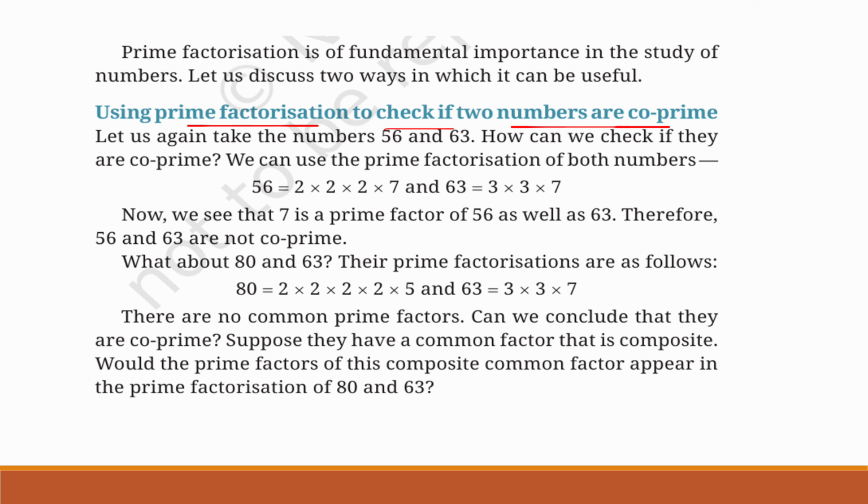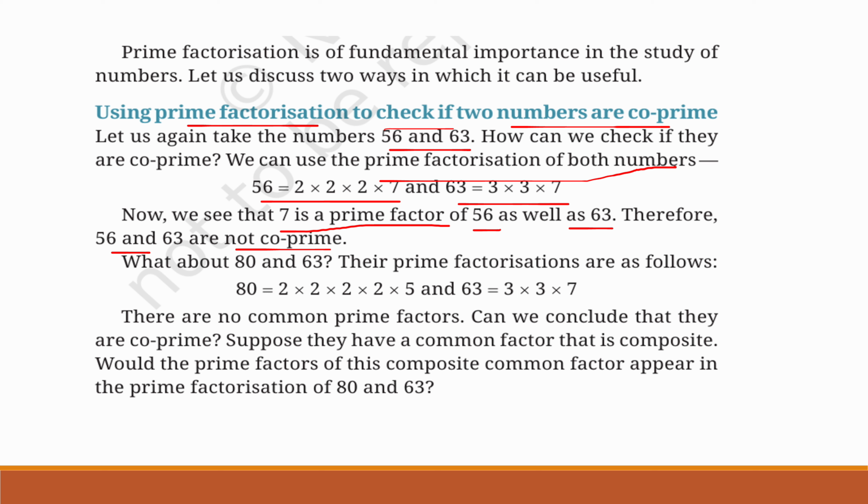Let us again take the numbers 56 and 63. How can we check if they are co-prime? If they are co-prime, then there is only one common factor, 1, no other common factors. So, we can use the prime factorization of both numbers. 56 is equal to 2 into 2 into 2 into 7. Then 63 is equal to 3 into 3 into 7. Now, we see that 7 is a prime factor of 56 as well as 63. Therefore, 56 and 63 are not co-prime.